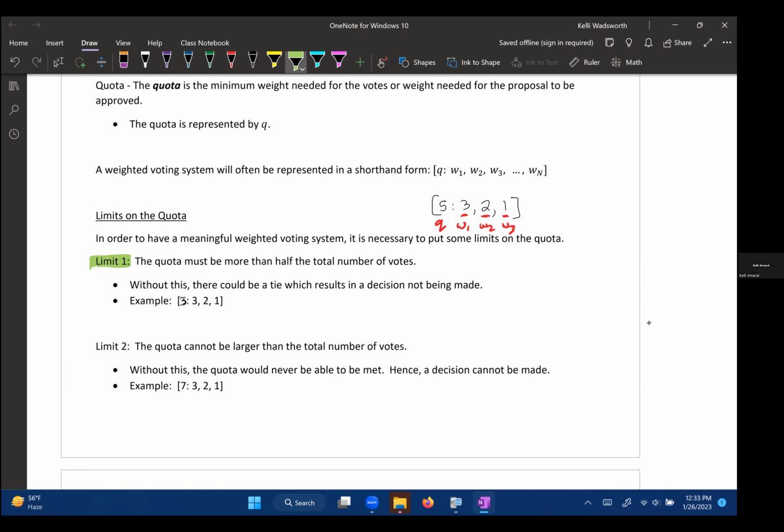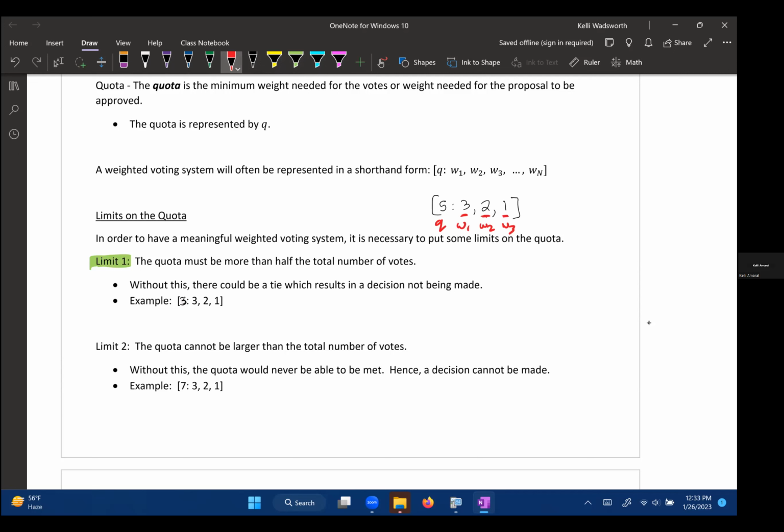I guess I just misspoke when I said regardless of the weights, because we don't want there to be a tie in the number of votes cast, right? So half the people is not the point, but if half the votes are for yes and half the votes are for no, we really don't want that to happen. So you can avoid that as long as you make the quota more than half the total number of votes, right? So here's an example.